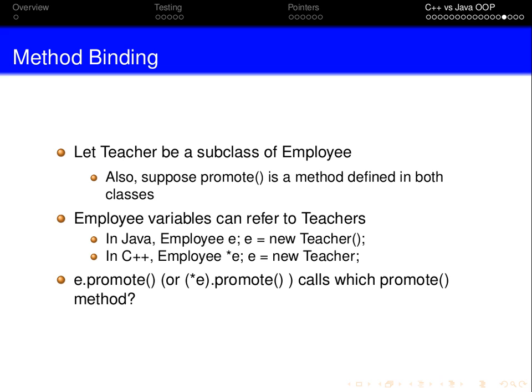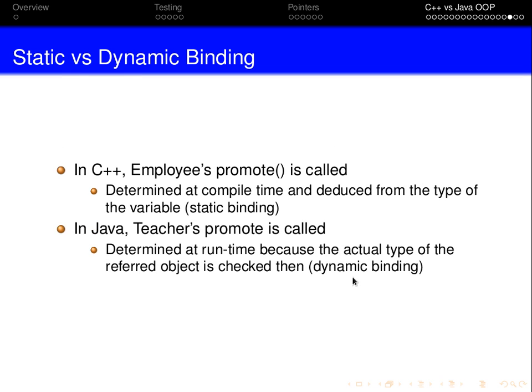Teacher, again, inherits from employee. So the question is, when you call e.promote, or the C++ equivalent, dereference e.promote, which promote method is being called, teacher or employee? Let's say that both employee and teacher have a promote function. In Java, the teacher function would be called because you created a teacher object, and therefore it's going to call teacher.promote. In C++, since the pointer is an employee, it's going to call employee's promote.